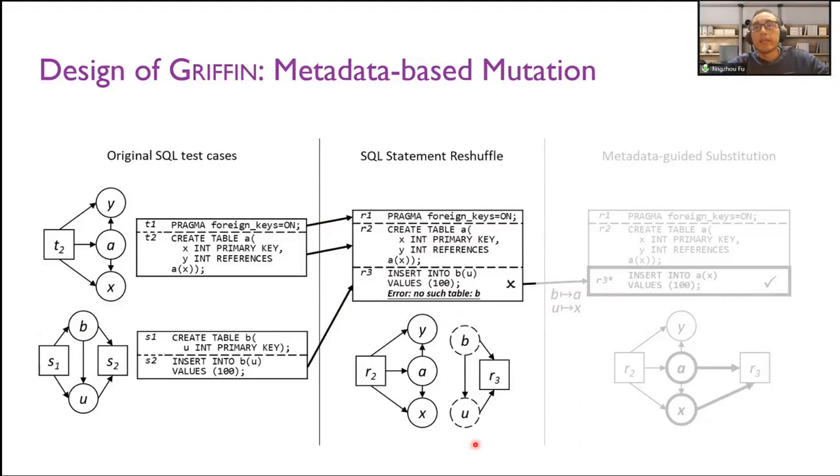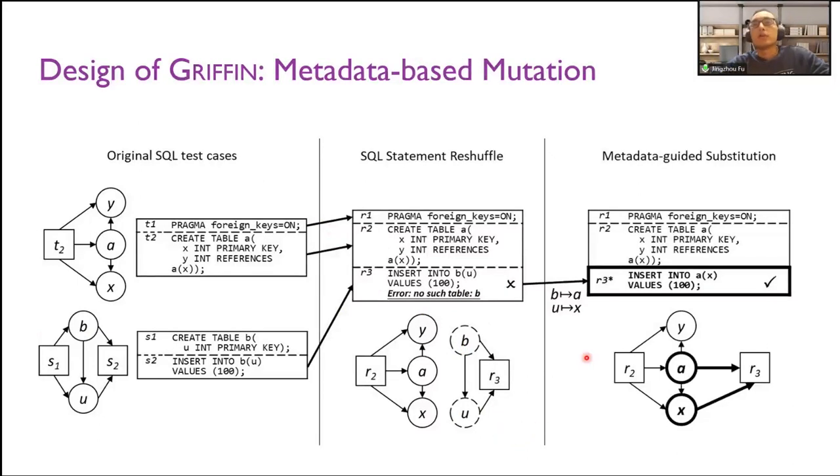However, the intermediate test case contains semantic errors due to non-existing objects. It can also be seen in its metadata graph. From its metadata graph, we can see that the objects B and U are not created by anything, they just hang here.